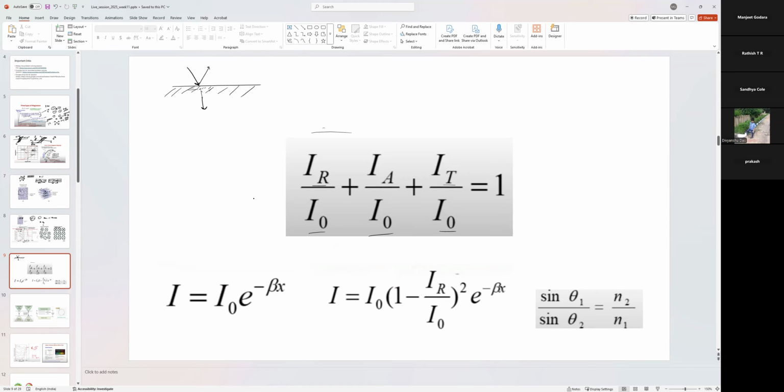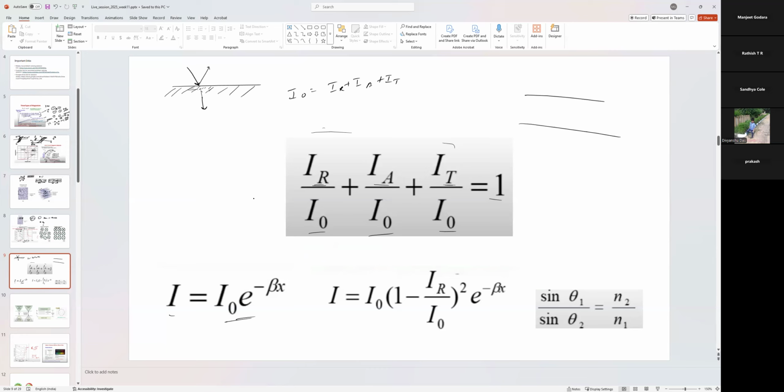However, the total of these three terms, reflection, absorption, and transmission, has to be one, which will be equal to the total initial incident energy. So I equals I reflected plus I absorbed plus I transmitted. If you take the absorbed part, I can be represented in exponential form: I equals I naught e to the power minus alpha x.